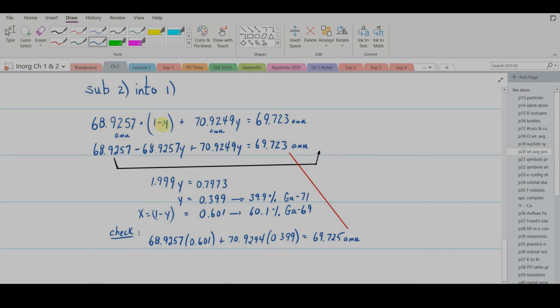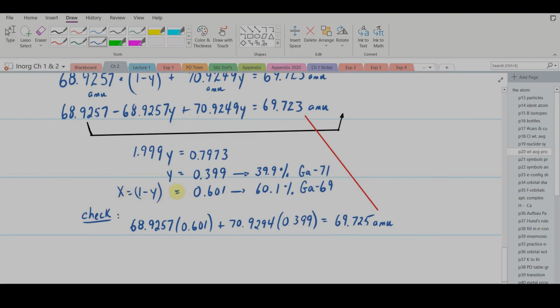Expanding these terms over addition and subtraction. Then collecting terms. Subtracting. Dividing. Y is equal to 0.399, which represents 39.9% of Y, which we identified as gallium-71. And X is 1 minus Y, or 0.601, or 60.1% of gallium-69. And as a check, you can substitute these two fractions back into the equation, and in fact, you'll find that the weight average atomic mass calculates correctly. So you should expect a question like this on the first test.